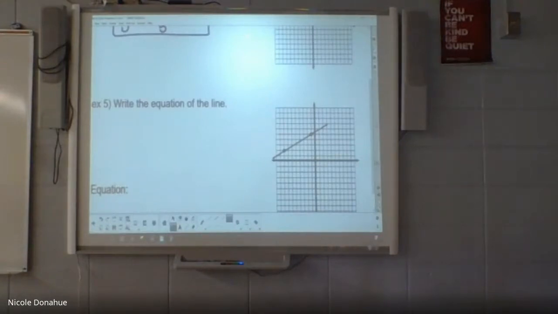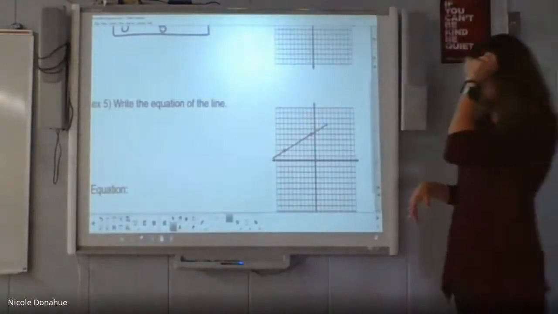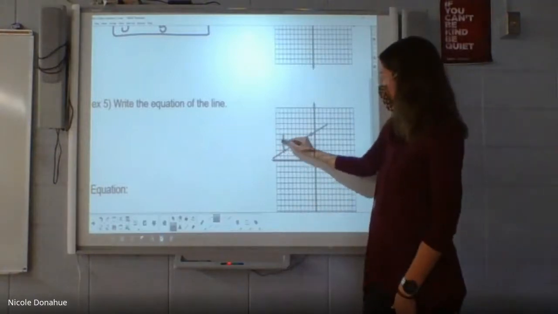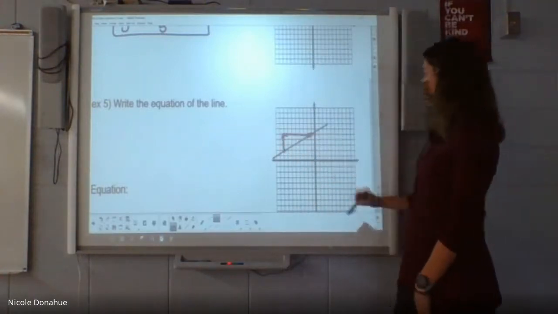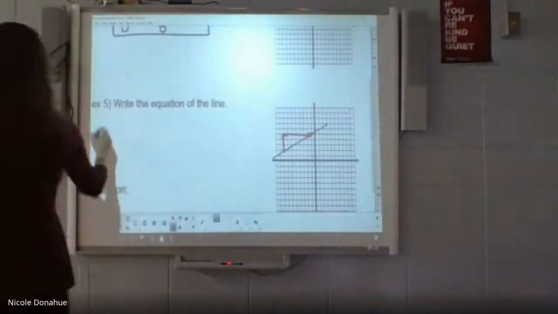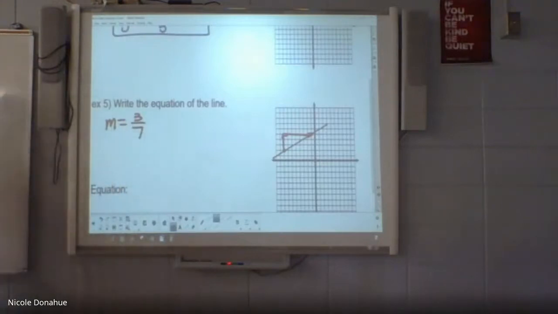So what is easy to find on example 5? Slope. The slope shouldn't be bad. The slope, again, is right there for us. We can do rise over run. So I can go up 3 over, is that 7? Yeah. And is it positive or negative? Positive. Positive, up, positive. Up 3 over 7.